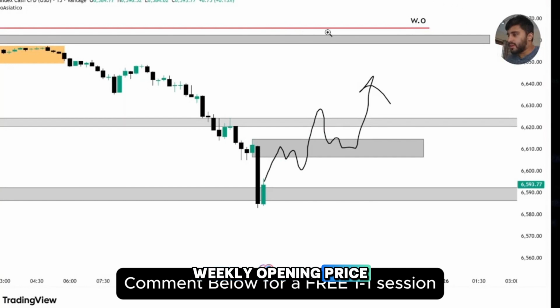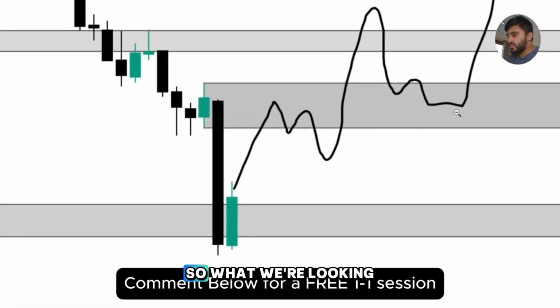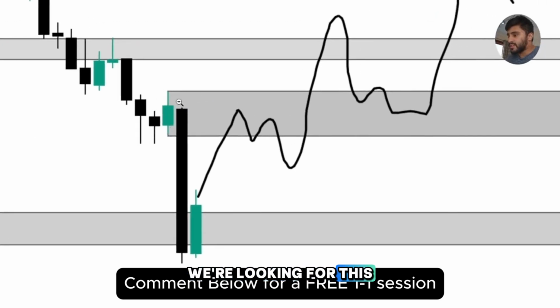So we have the weekly opening price, we have a key level from the previous day, we have these two key levels from the previous day. What we're looking for here is this key level over here. This key level was the market opening, 9:30 Eastern, the first 15 minutes. We're looking for a 15-minute opening range breakout, a 15-minute break. That's the only thing we're looking for here.